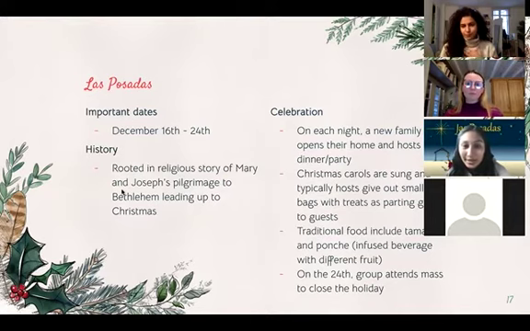On each night of Posadas, a new family opens up their home and hosts some sort of dinner party. During these events, a lot of Christmas carols and songs are sung. Hosts give out small bags at the end of the event with treats as parting gifts, usually for children, but adults also receive them. Some of the traditional foods at Posadas are tamales and ponche, which is an infused drink made with a lot of different fruits. So very, very good food. Then on the final night, on the 24th, the group tends to attend midnight mass to close off the holiday. So yes, that is all I have.